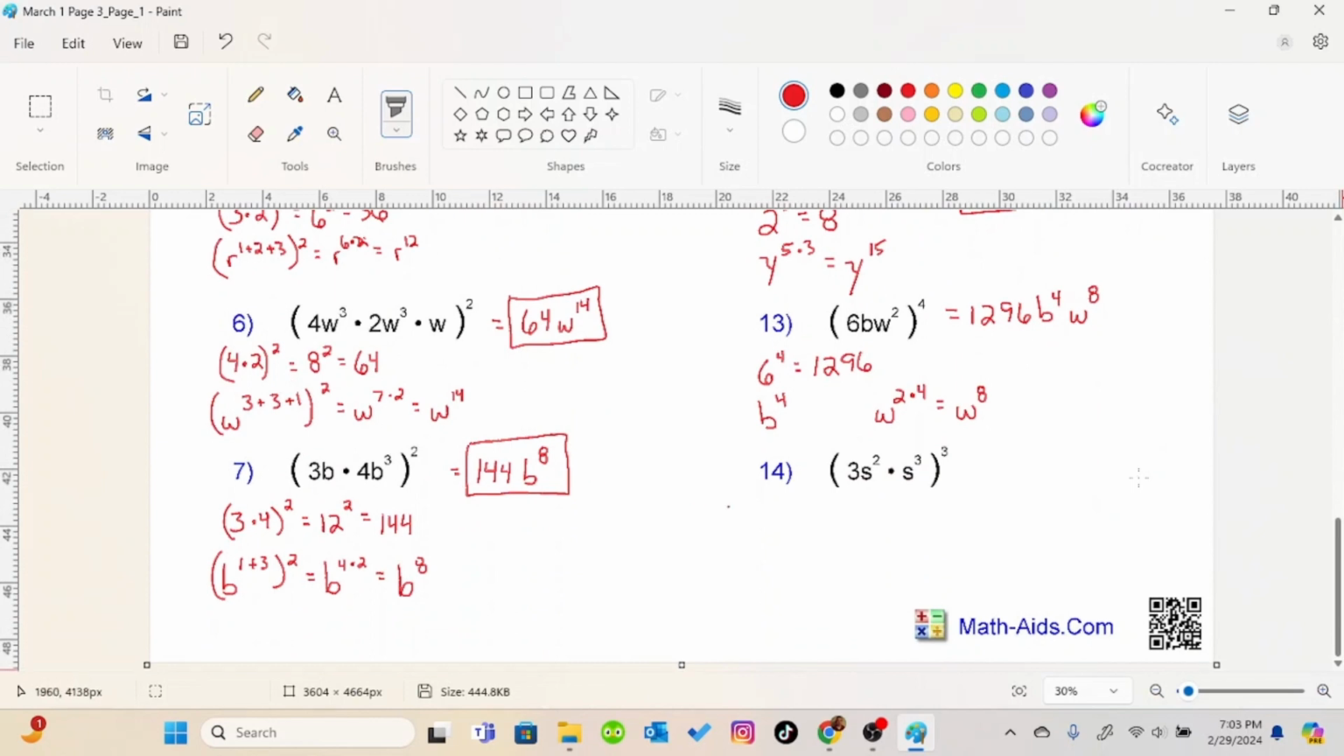And to finish page 3, we have 3 cubed, which equals 27. We have s to the 2 plus 3 cubed. 2 plus 3 is 5. We multiply 5 times 3, and we get s to the power of 15. Now when we combine everything, we get 27 s to the power of 15.